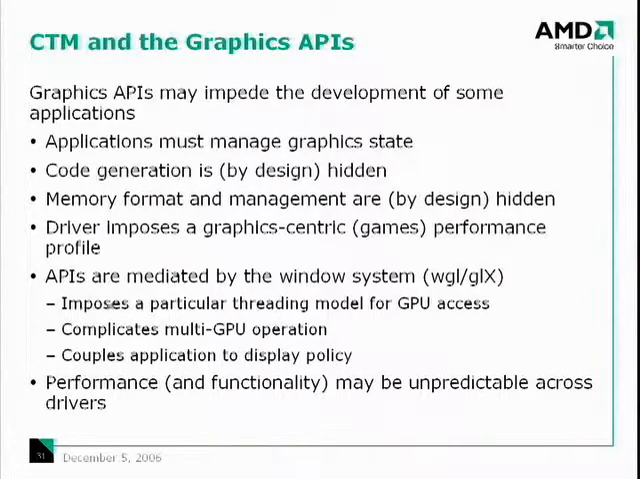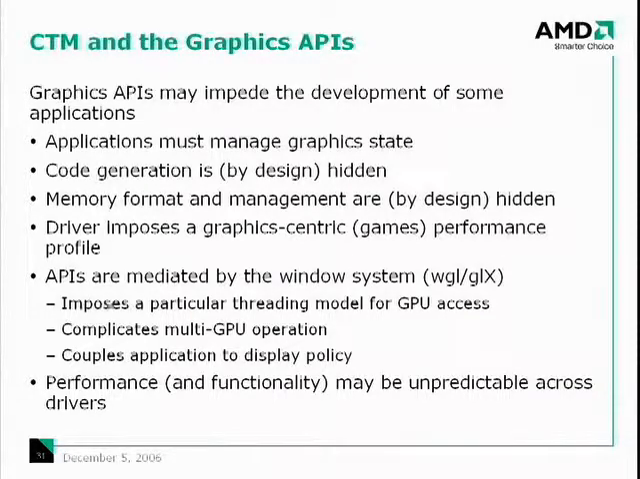So let me contrast CTM with some of the graphics APIs. Some of the problems with graphics APIs are that the application has to manage this graphics state, which typically the application doesn't care about. Plus, it can be complicated to do right. The code generation is by design hidden, which is fine, I guess, if you don't care. But if you're trying to really find out why your program's going slow, and why did you do this in the first place, you wouldn't even bother if it wasn't for the performance you get.